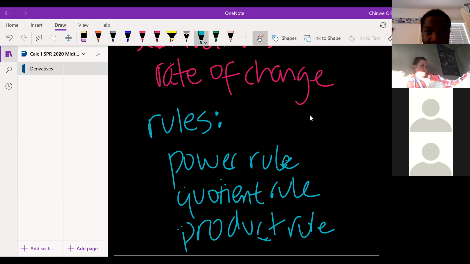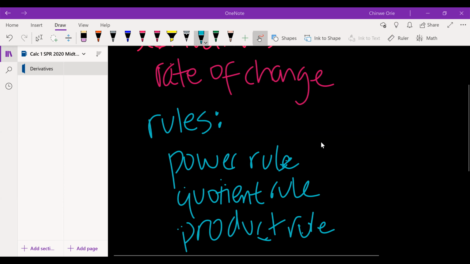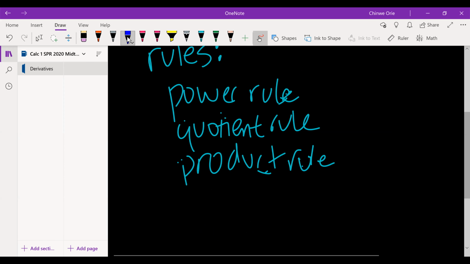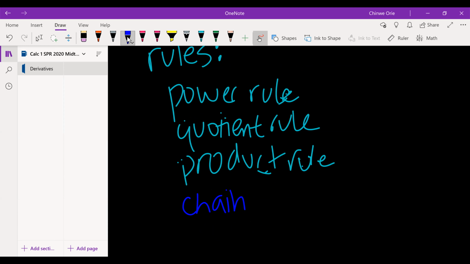All right, Devin, cool. That's very important. So I want to highlight the chain rule because it's a little different from the other rules. It doesn't have a specific formula, but a specific situation, other than that it's a derivative of a function within another function.